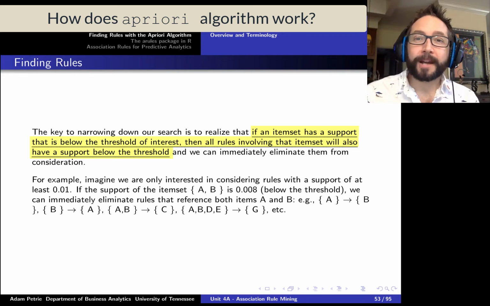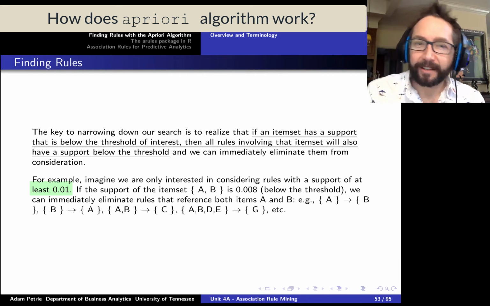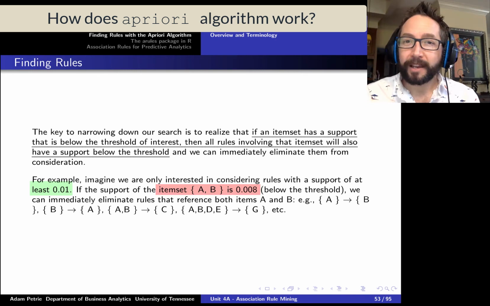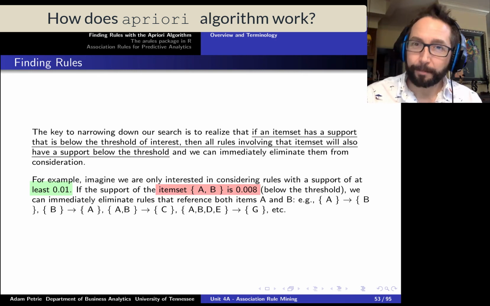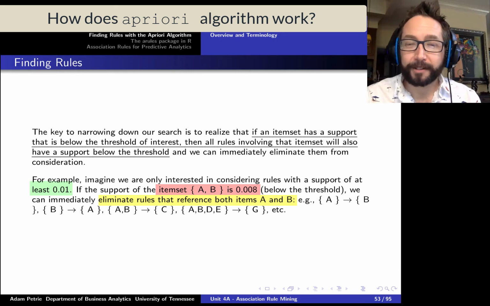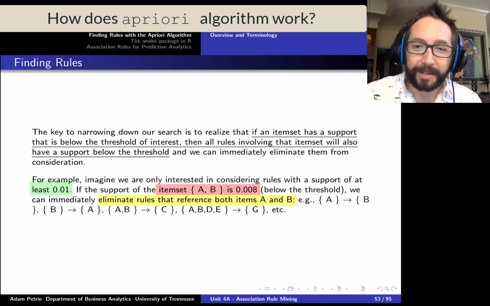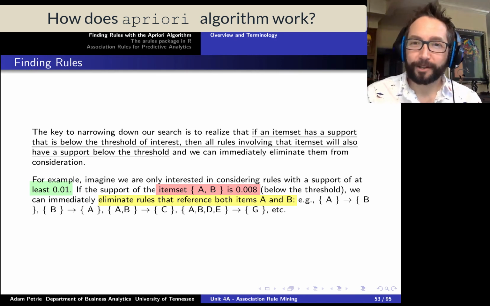So, for example, let's imagine that we were only interested in finding rules that applied to at least 1% of transactions out there, a minimum support of 0.01. Well, if we find that items A and B appear together in only 0.8% of those carts, below our support threshold, we can immediately eliminate all item sets that contain both A and B and all rules that reference A and B together. So we could eliminate if A then B from consideration. We could eliminate the rule if A and B then C from consideration. Or A and B and D and E implies G as well.